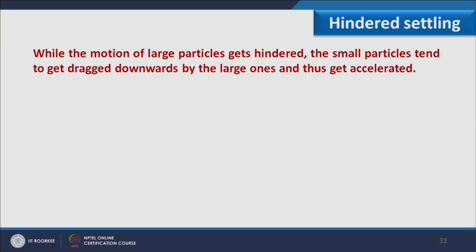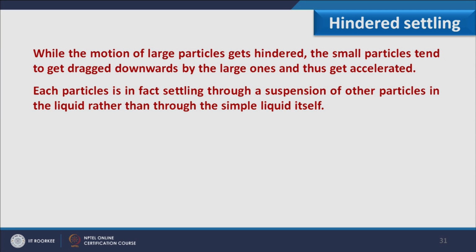Now, during hindered settling, what happens when I have a small particle, and a very large particle is falling above this? Then the small particle will not fall with its own velocity, it will fall with the velocity of the large particle, and therefore the small particle is dragged down and gets accelerated. So this type of situation also occurs during hindered settling. Each particle is in fact settling through a suspension of other particles in the fluid rather than through a simple liquid itself. So the particle is falling through the suspension, not in a clear liquid.